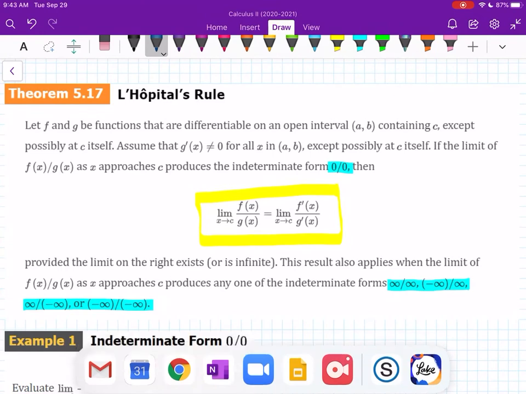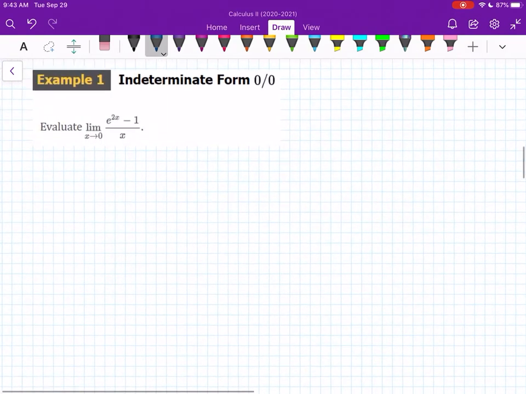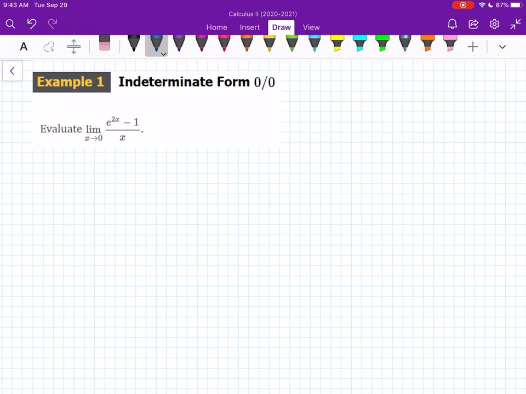First example. Oops, did not mean to pull that up. First example is of the intermediate form 0 over 0. So this was the one I was just doing. So I had e to the 2x minus 1 over x, and if I plug in 0, I get 0 over 0, which doesn't work. And we saw that we tried some manipulation, and that didn't work either.